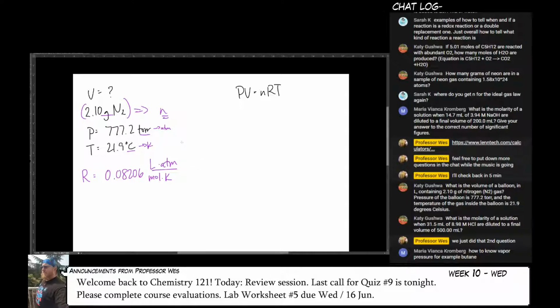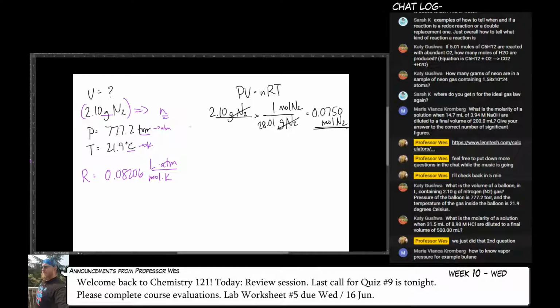So let's do that. Let's start at the top here. For n, we would need to turn 2.10 grams of nitrogen into moles. So that means doing grams of nitrogen to moles of nitrogen. In a mole of nitrogen, we could look this up on the periodic table, there are 28.01 grams of nitrogen. So how many moles are there? We'll do the division, 2.10 divided by 28.01, and I get 0.0750. Okay, so now we have n. That one's good.